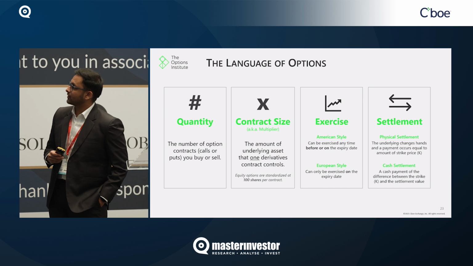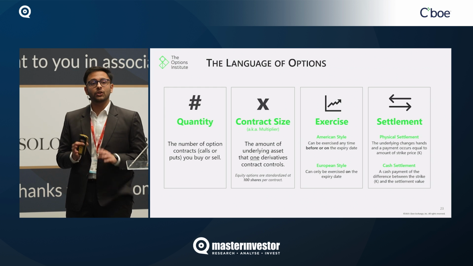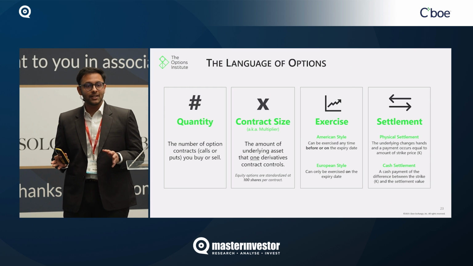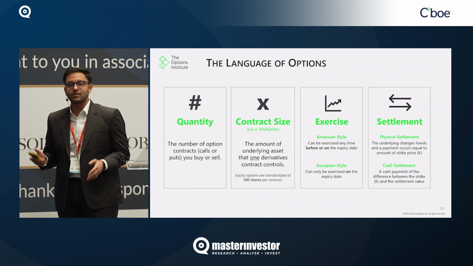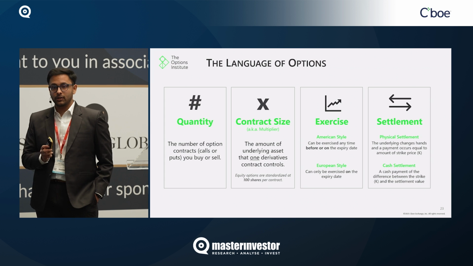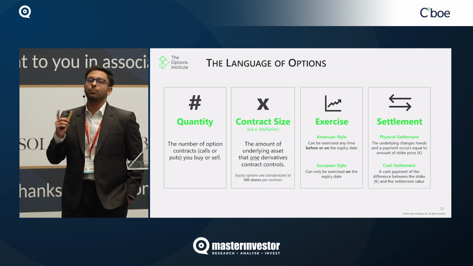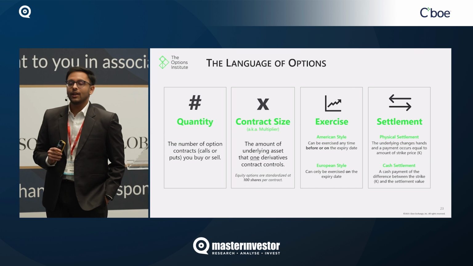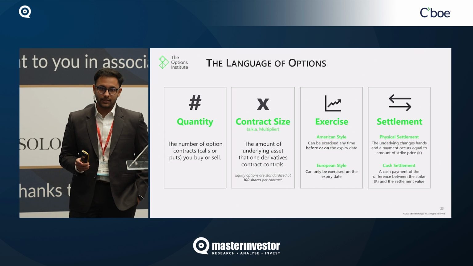Now, there are two exercise styles. You've got American-styled options and European-styled options. I will say this has nothing to do with geography. It is purely part of the nomenclature. Both American and European-styled options trade both in the US and Europe. But there is a difference between the two. American-styled options can be exercised on or before the expiry date. European-styled options can only be exercised on expiry dates.